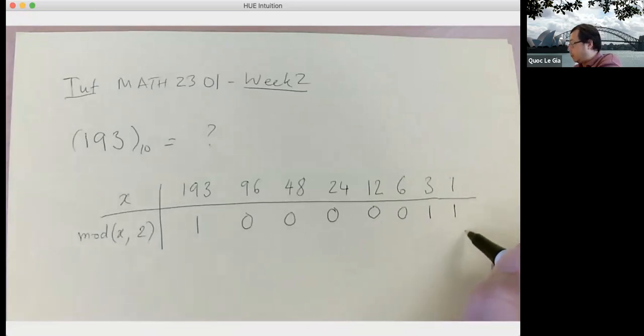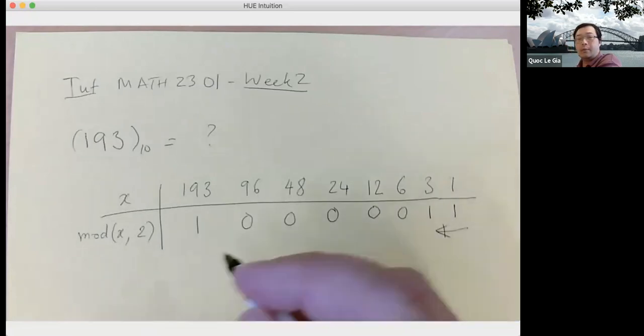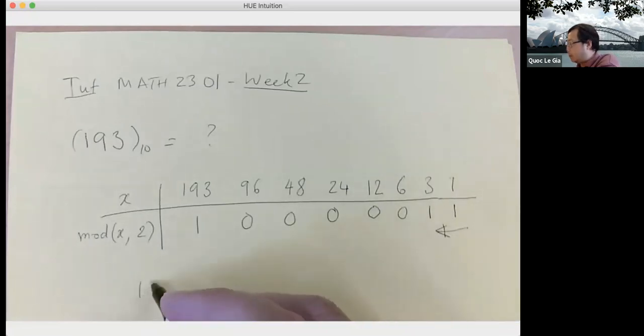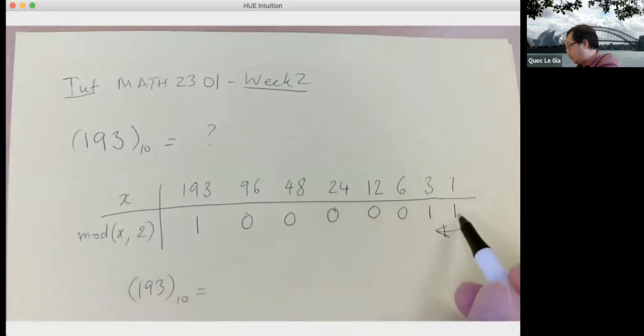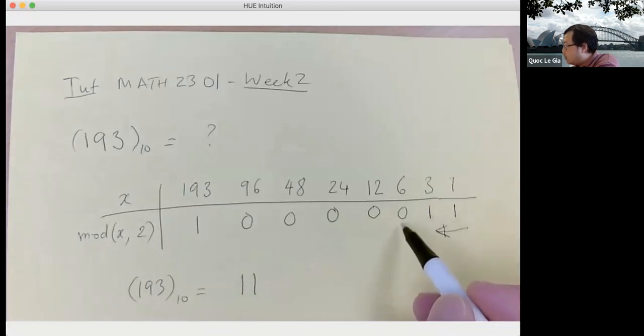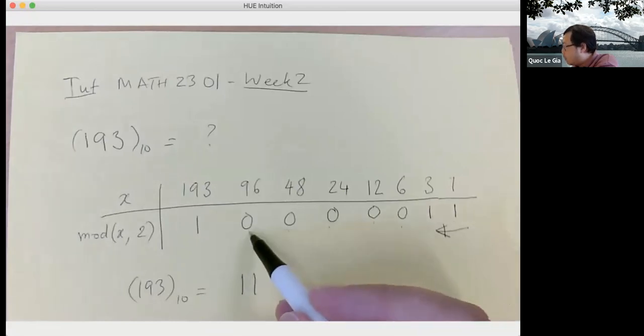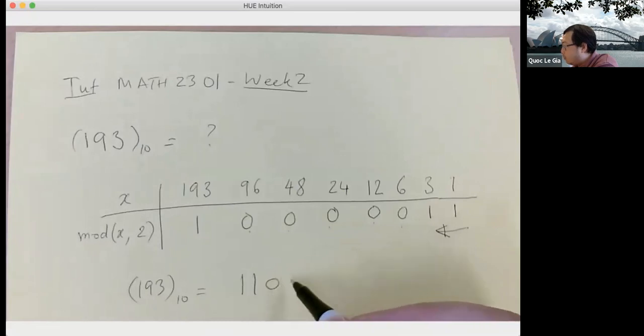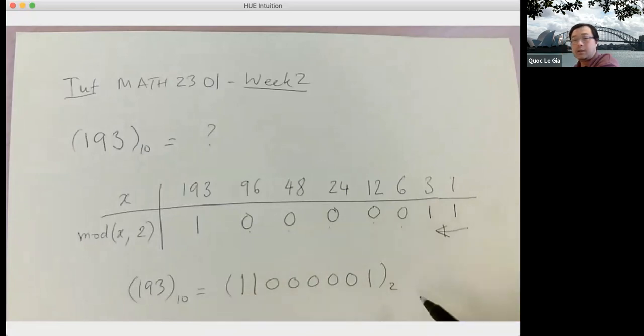And now you have to read the digits from the bottom. If I read the digits that way, then for 193 I get 1, 1, and then 0, 0, 0, 0, 0, five times, 1, 2, 3, 4, 5, and then 1. So this is my binary representation.